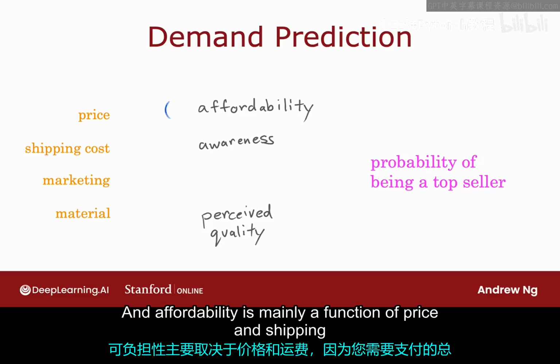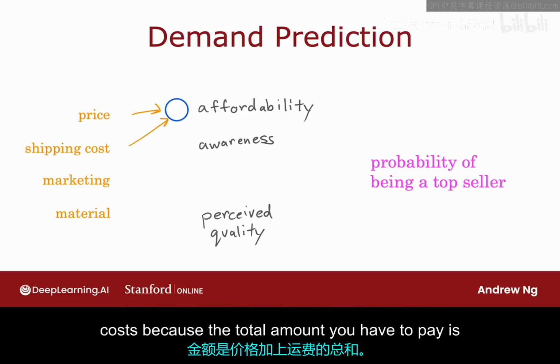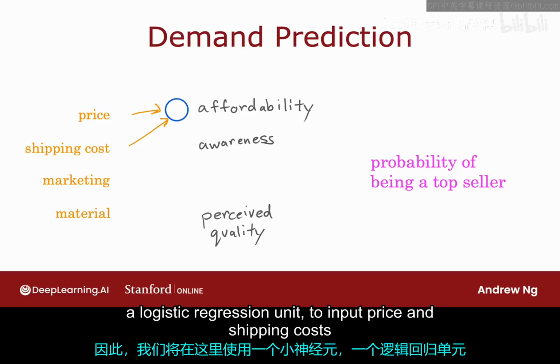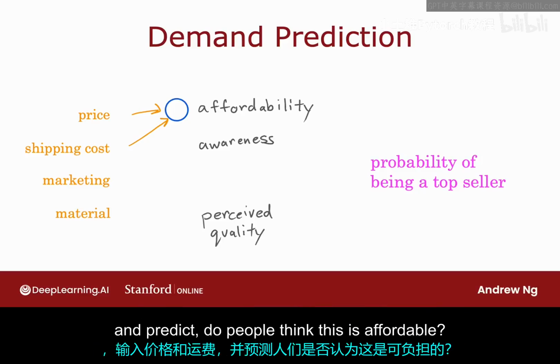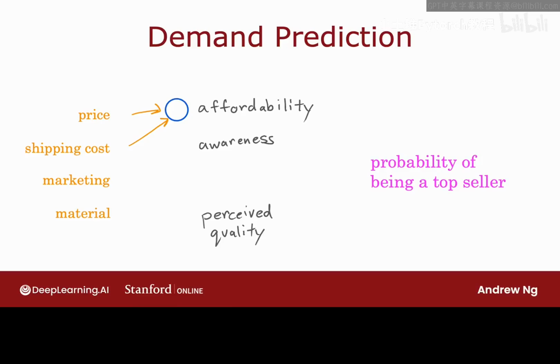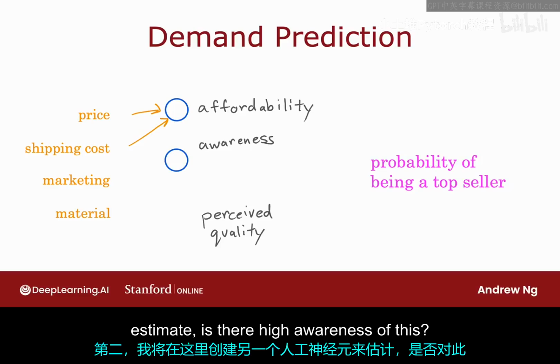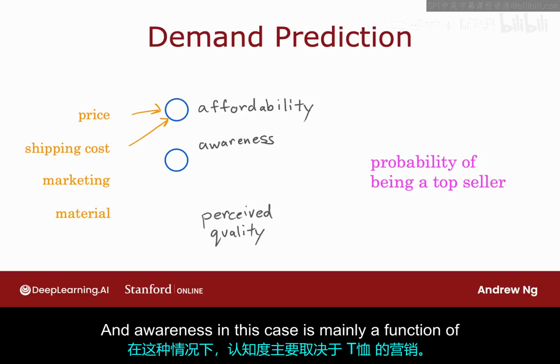And affordability is mainly a function of price and shipping costs, because the total amount you have to pay is the sum of the price plus the shipping costs. And so we're going to use a little neuron here, a logistic regression unit, to input price and shipping costs and predict, do people think this is affordable? Second, I'm going to create another artificial neuron here to estimate, is there high awareness of this? And awareness in this case is mainly a function of the marketing of the t-shirt.